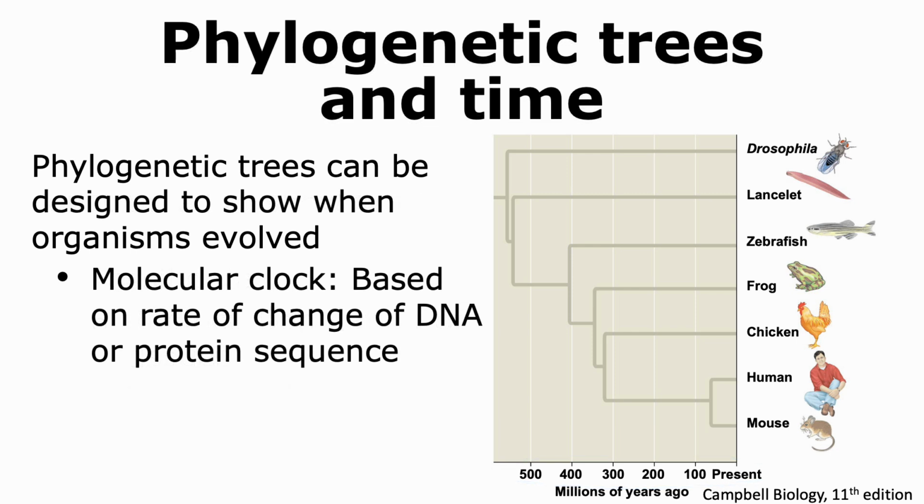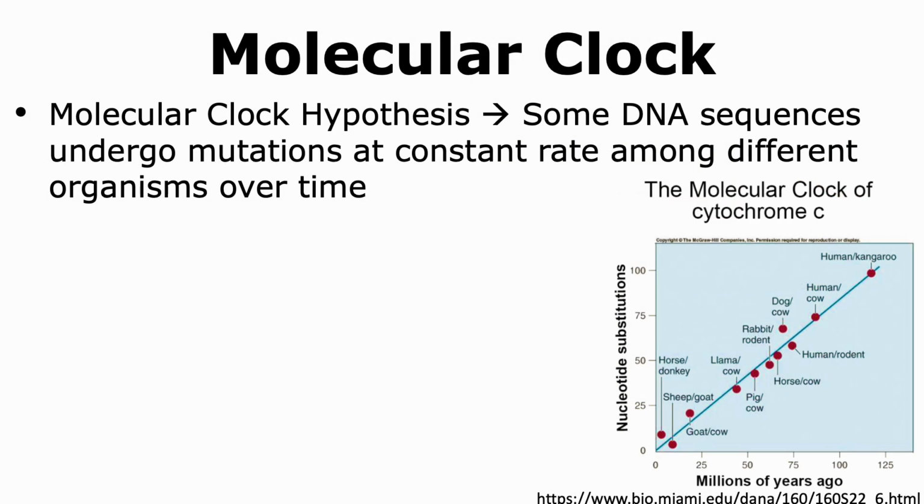A more recent approach that has been used in order to understand when organisms evolved is the use of a molecular clock. A molecular clock is based on the rate of change that occurs in either DNA or protein sequences with time. The molecular clock hypothesis is an idea that states that some DNA sequences can undergo mutations at a constant rate over time, and this can occur among different organisms.